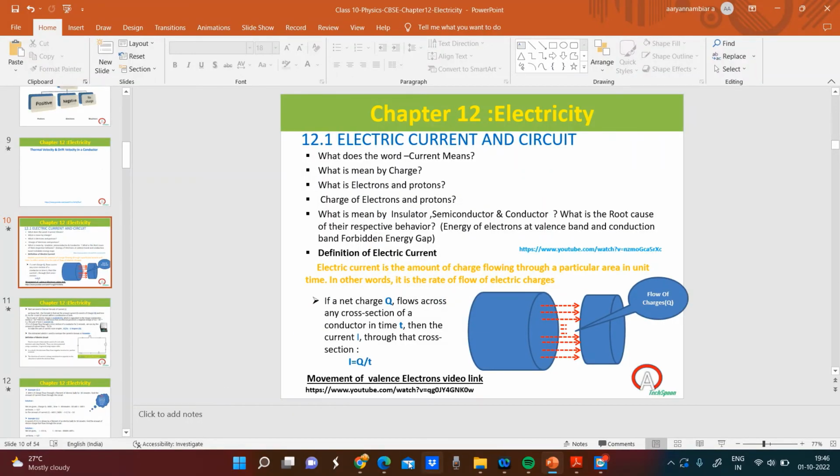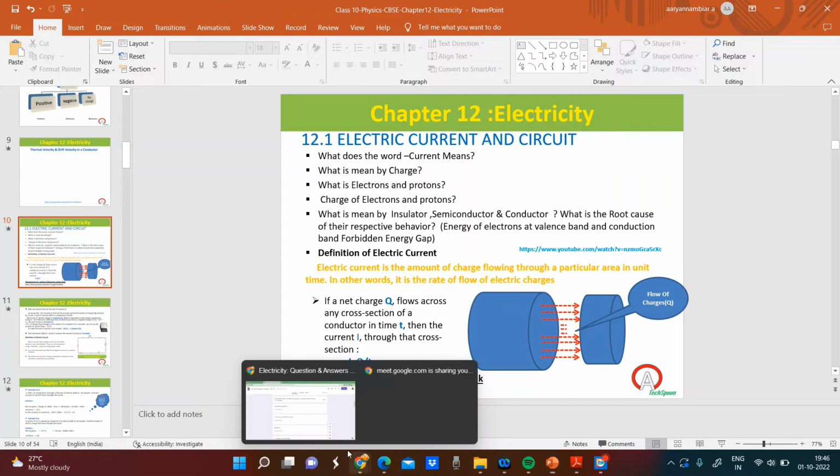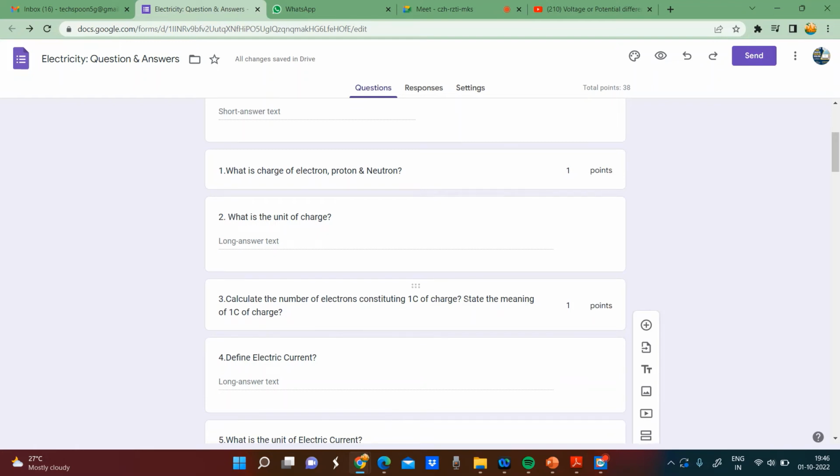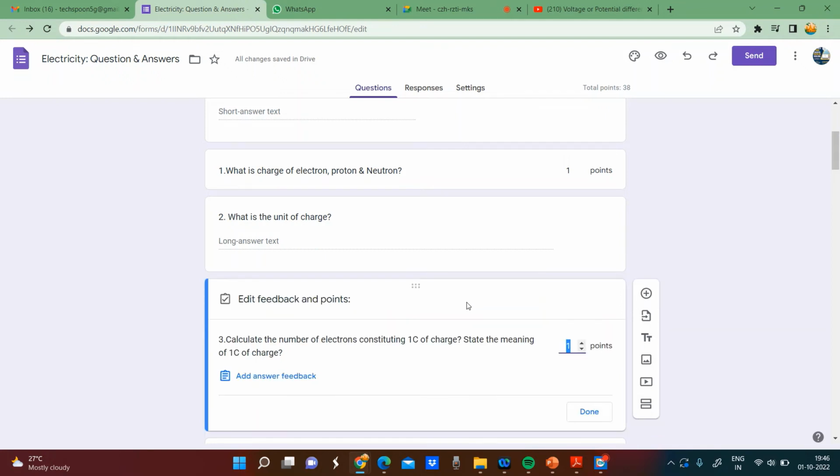Sir, what is the meaning of 1 coulomb of charge? Calculate the number. Okay. State the meaning of 1 coulomb charge. I missed that. So we calculated the number of electrons constituting 1 coulomb charge. That is equal to 6.25 into 10 power 18. What is the meaning of 1 coulomb charge? It's nothing but the same answer only.